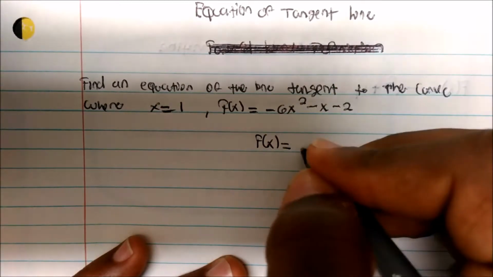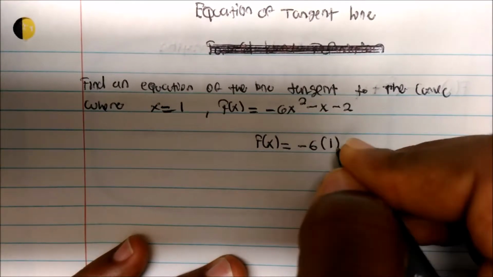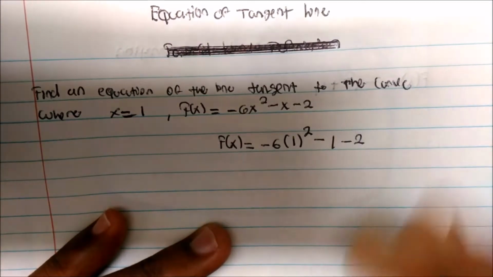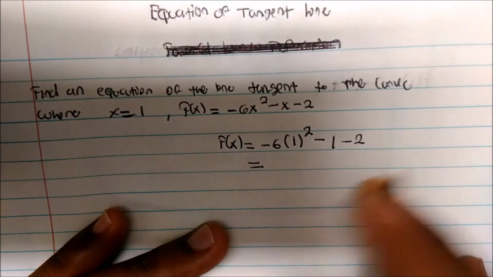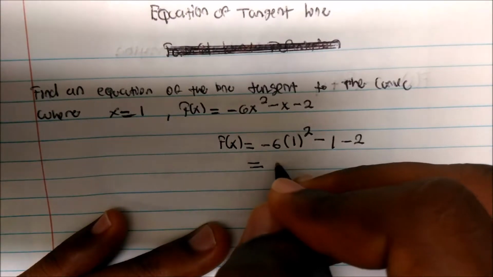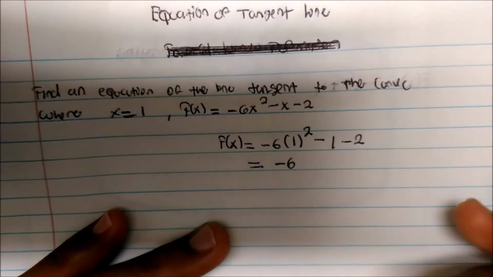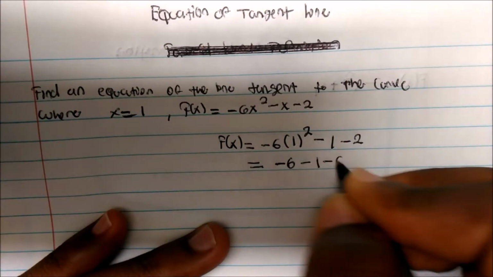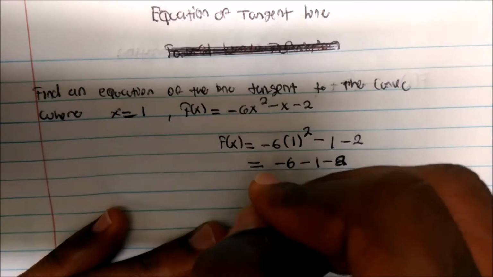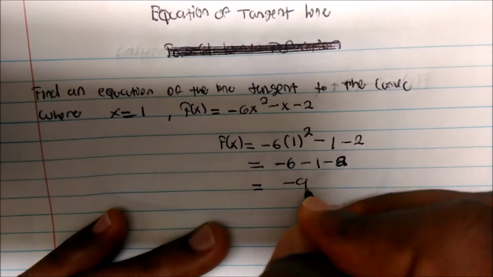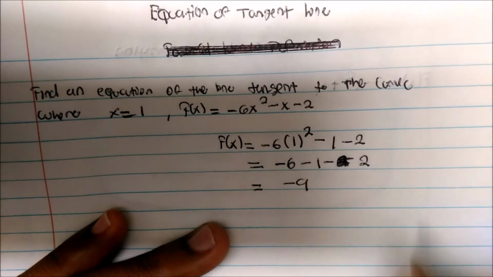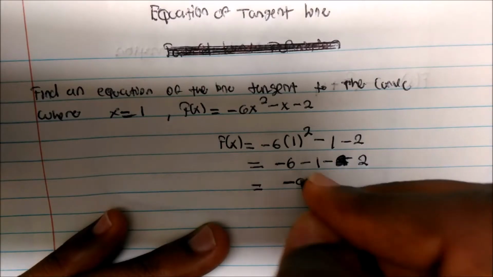f of 1 is equal to negative 6 times 1 squared minus 1 minus 2, right? So that y coordinate is going to be negative 6 times 1, which is just negative 6, minus 1 minus 2. Sorry about that, I jumped ahead. So the y coordinate should be negative 9.